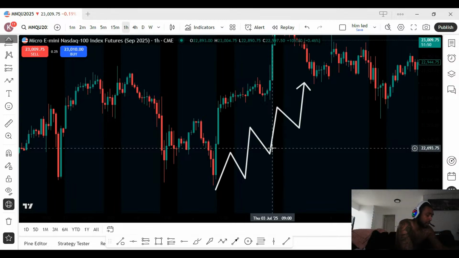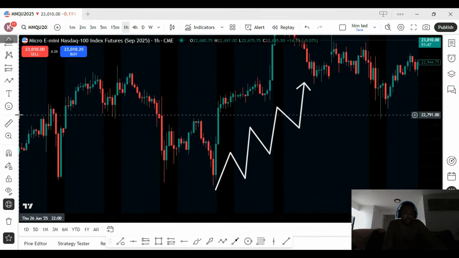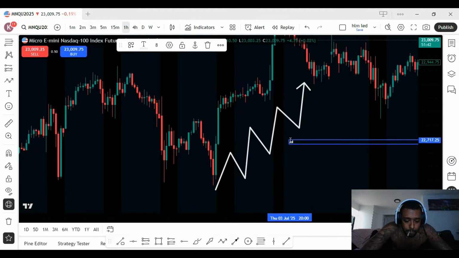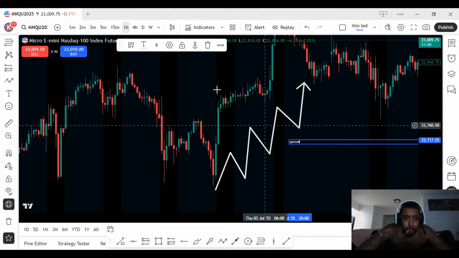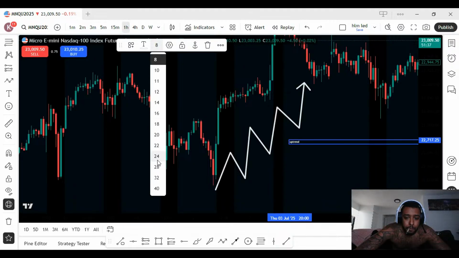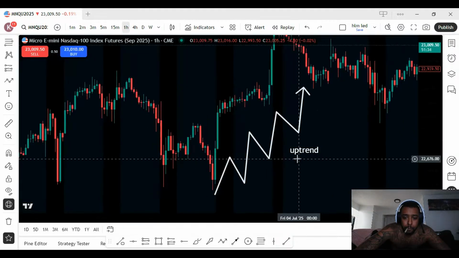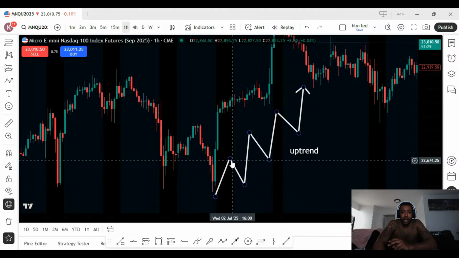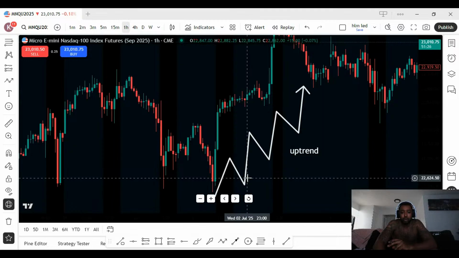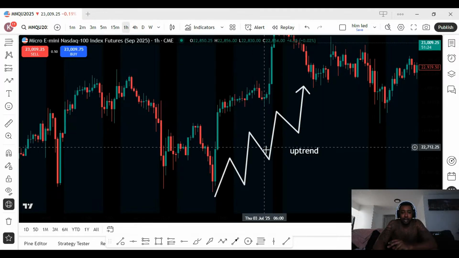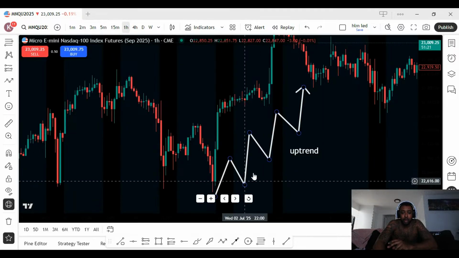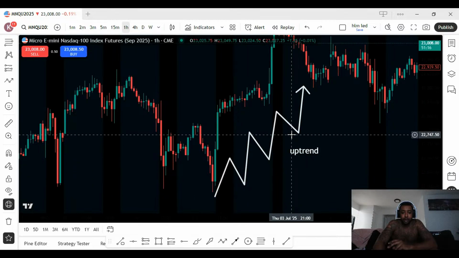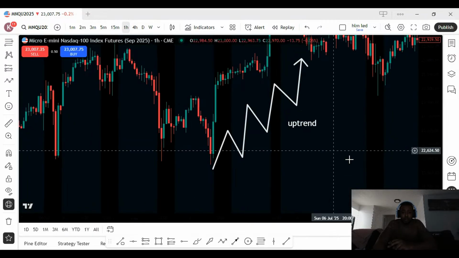This first trend is called an uptrend. Let me tell you why it's called an uptrend. It's an uptrend because it's making higher highs and higher lows. It makes another higher high and makes a higher low. You see how this low and this low and this low are getting higher and higher? That's a sign of bullish order flow.